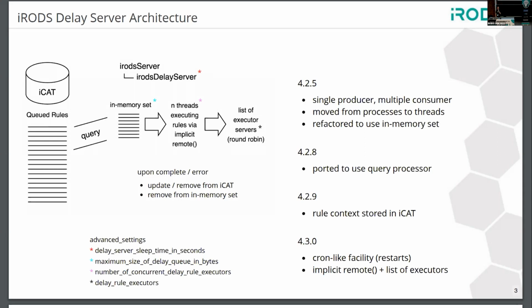In the past, we were limited to the number of processors on the machine running the delay server. But because we've added this facility for this list of executors, that list of executors can be other iRODS servers in your zone. So coupled with the implicit remote, even if your machine only has 24, 32, 40 cores, you can make that concurrency, I don't know if we tested this, it's a bold claim, you can set that concurrency to 400, 450, 500, if you've got other machines who are willing to help and take the load, right?